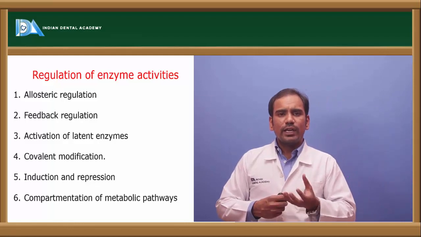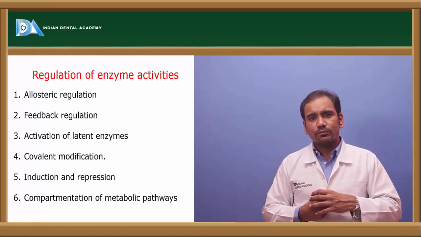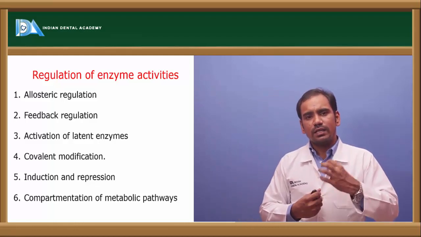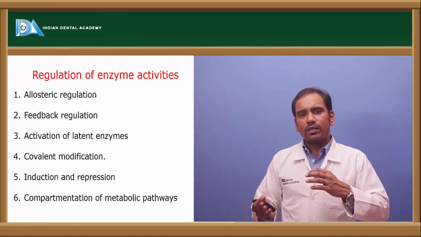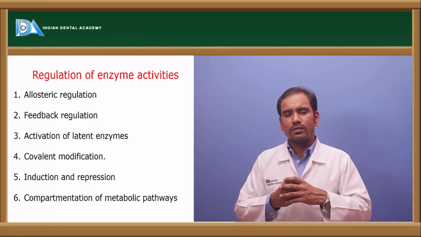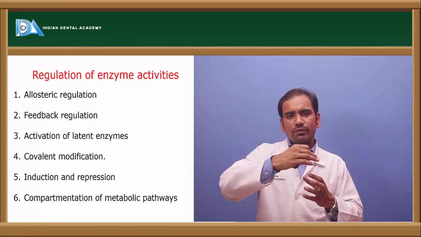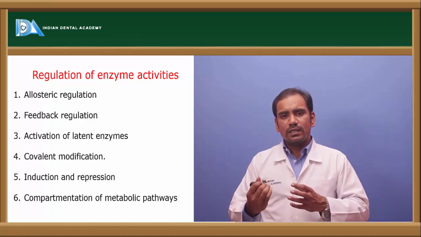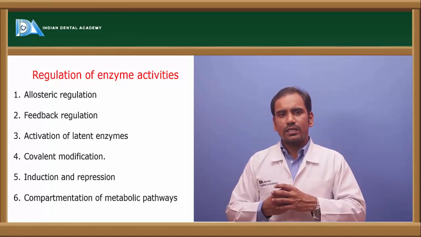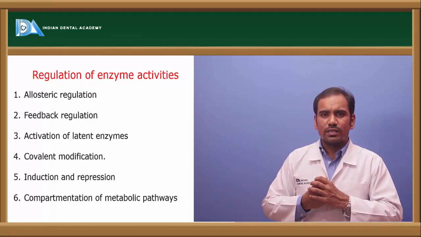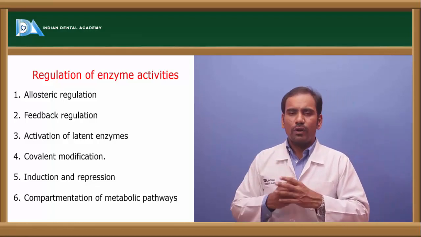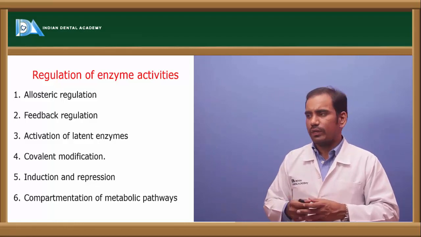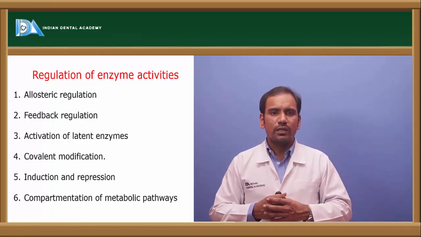For a negative modifier, for example, if you take citrate synthase, citrate synthase activity is decreased by ATP. Whenever the concentration of ATP is high in cells, ATP binds with the enzyme and decreases the activity of citrate synthase. So this type of modifier is called a negative allosteric modulator or modifier. So that's about allosteric regulation.